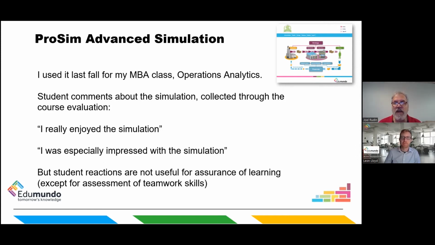So what I did for grading it was if they finished first in their region, they got an extra point, and if they finished last in their region, they lost a point. And I just did that.